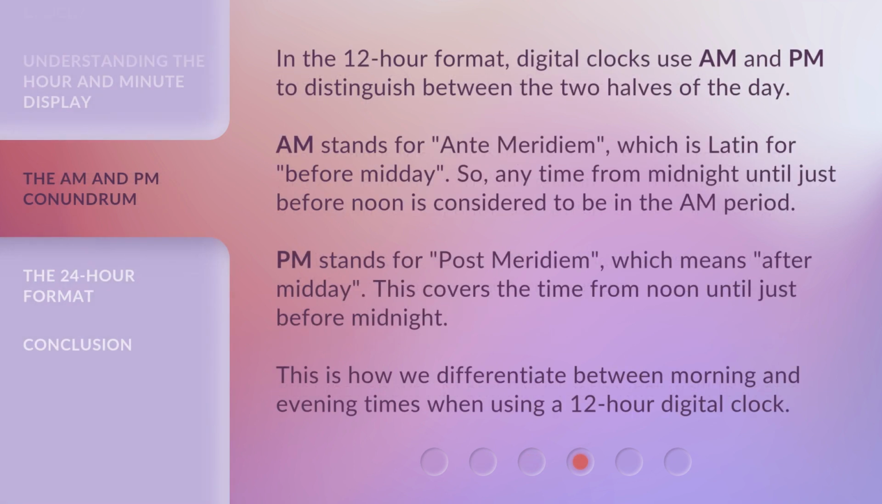In the 12-hour format, digital clocks use AM and PM to distinguish between the two halves of the day. AM stands for ante-meridiem, which is Latin for before midday. So, any time from midnight until just before noon is considered to be in the AM period. PM stands for post-meridiem, which means after midday. This covers the time from noon until just before midnight. This is how we differentiate between morning and evening times when using a 12-hour digital clock.